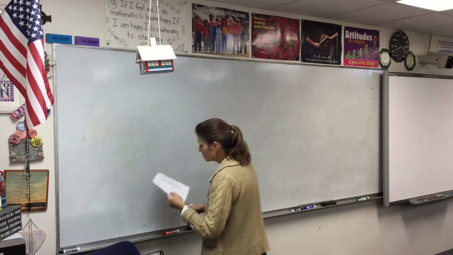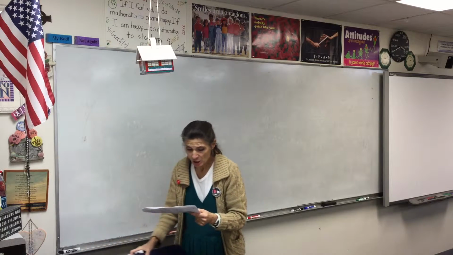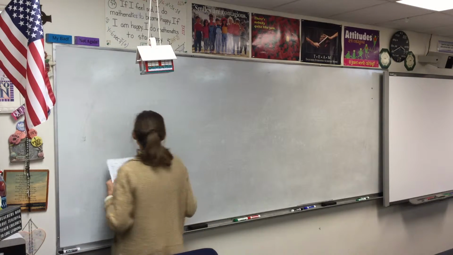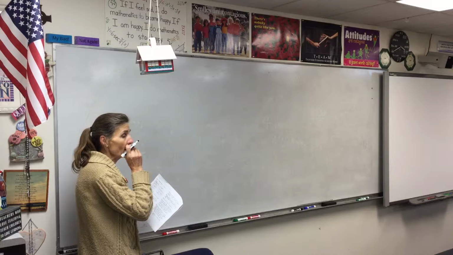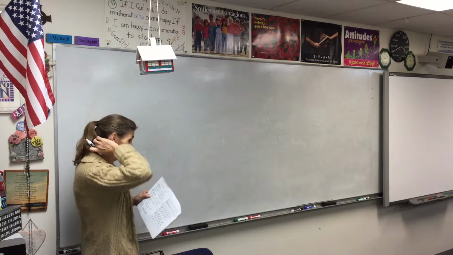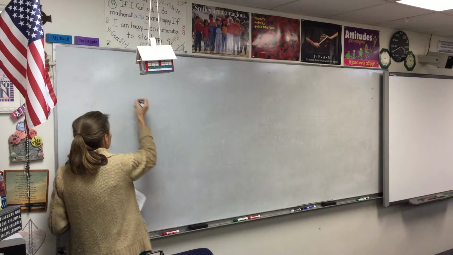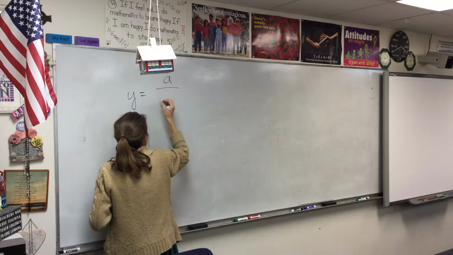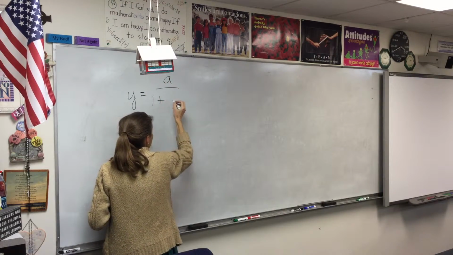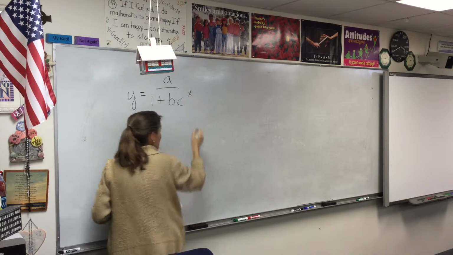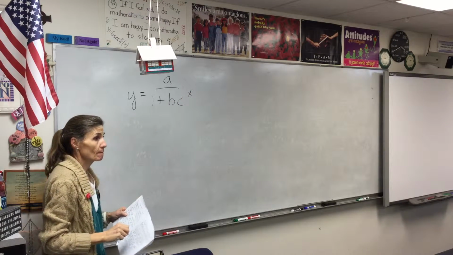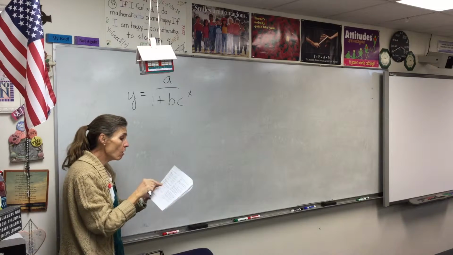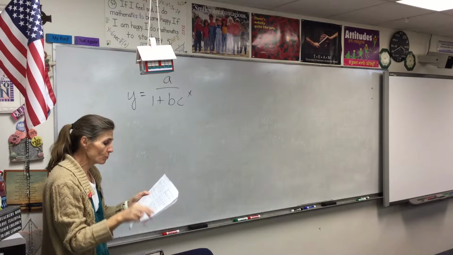We're going to write the equation of a logistic function. Okay, what is the format? What am I shooting for? Y equals A over 1 plus bc to the x. And look at all the information that's given. Where do we start?